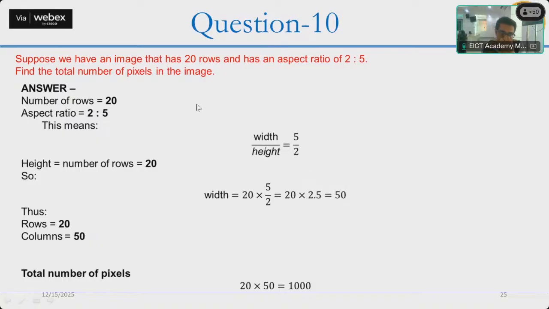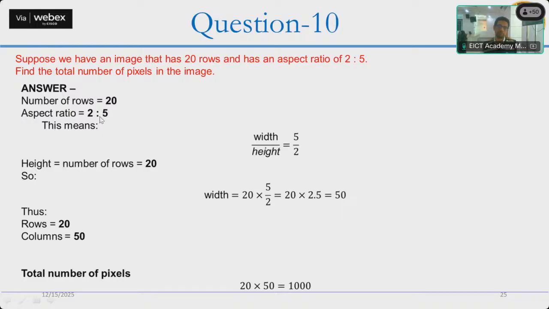Another type of question: suppose you have an image that is 20 rows, right, and an aspect ratio. What do you mean by the aspect ratio? Aspect ratio is basically the width upon the height. When you see the numericals, these are the different ways to provide the information to find the total number of pixels in the image. So the total number of rows is given here, that is 20, and the aspect ratio is given.